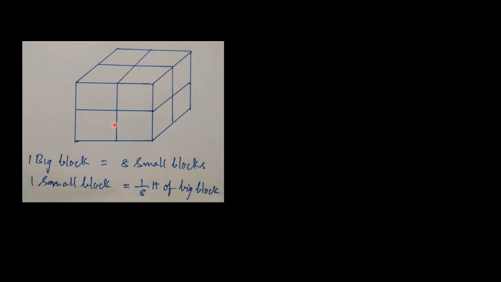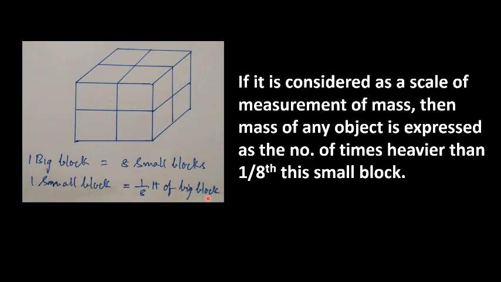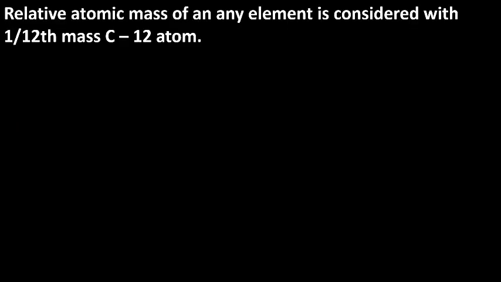Of course, if we take one more example, imagine a big block which is divided into 8 small blocks. Therefore, one big block equals 8 small blocks. Thus, the one small block mass is equal to 1/8 of the big block. If it is considered as a scale of measurement of the mass, then mass of any object is expressed as the number of times heavier than 1/8 of this small block.